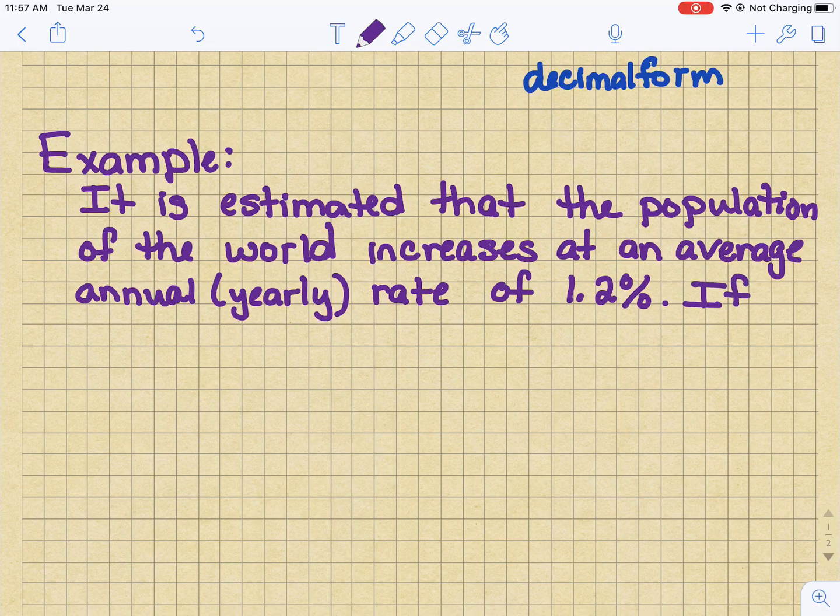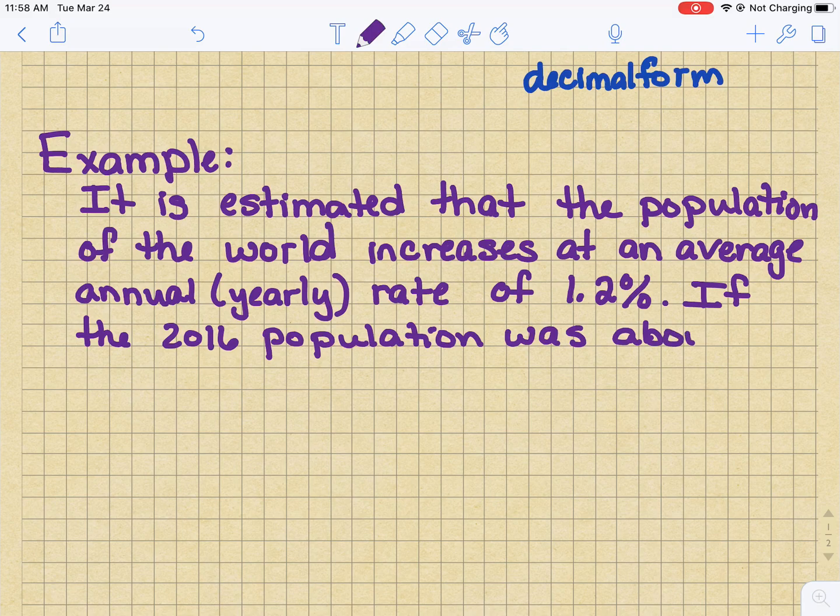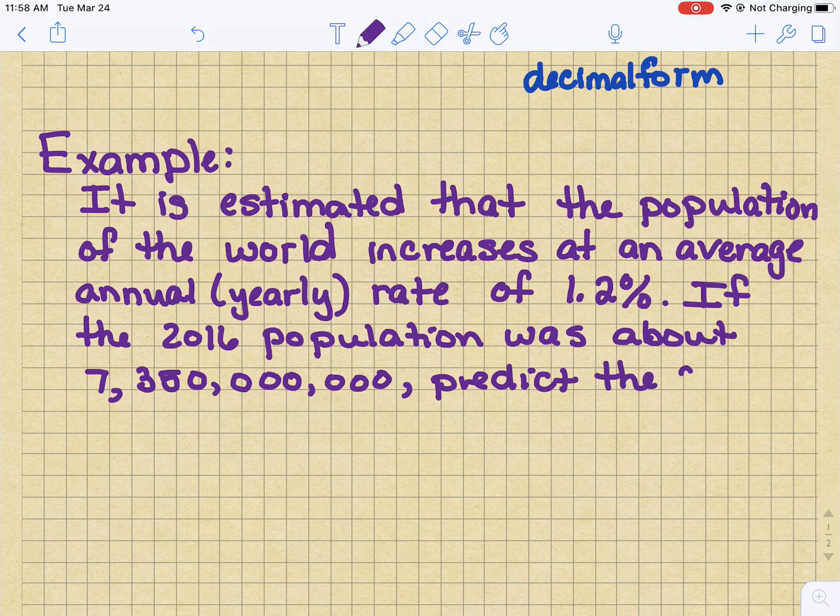If the 2016 population was about 7,350,000,000. That's 6 zeros. Predict the 2025 population.